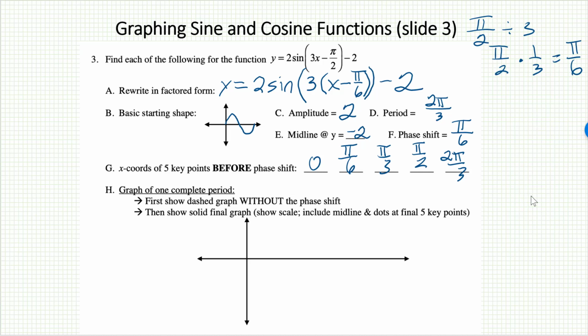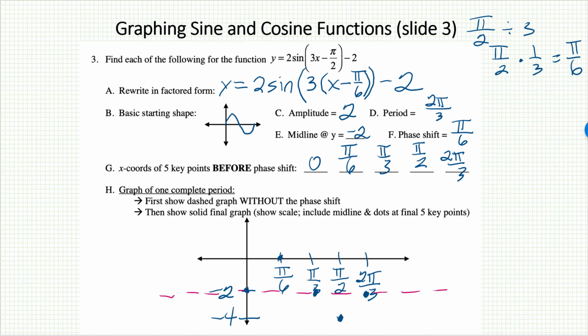Let's mark down our scaling. On the y-axis, the midline's at -2. The amplitude is 2, so I know it's going to go up 2, and it's also going to go down 2, so that would be down here to -4. So I think that's plenty of scaling there. Let's draw on the midline, that's dashed. And then the regular sine shape starts at the midline. Then it goes to the high, back to the middle, to the low, and back to the middle. And then I'll connect my dots with a dashed graph, since this is not my final answer. Okay, this is what the graph would have looked like if there was no phase shift.